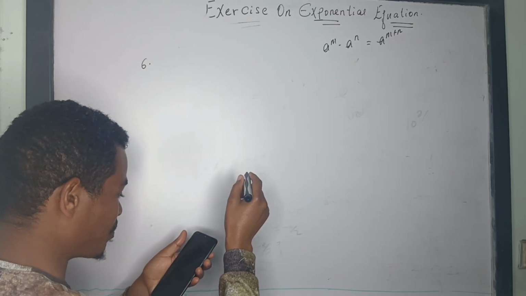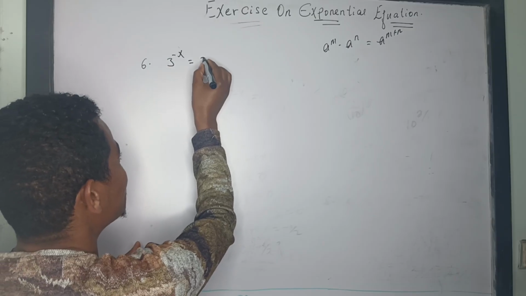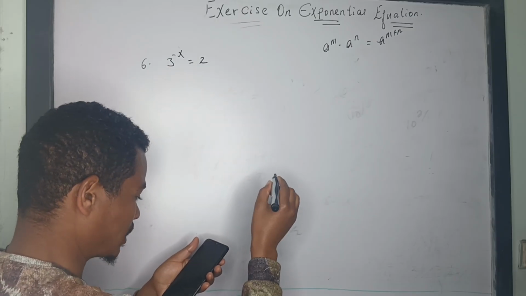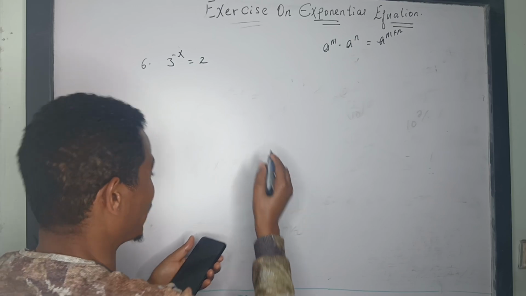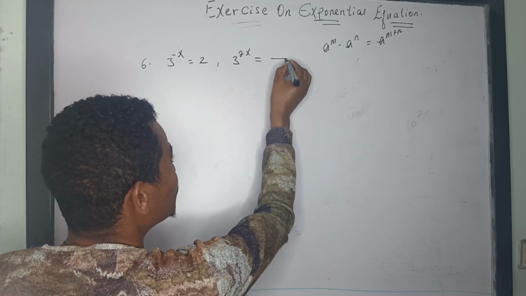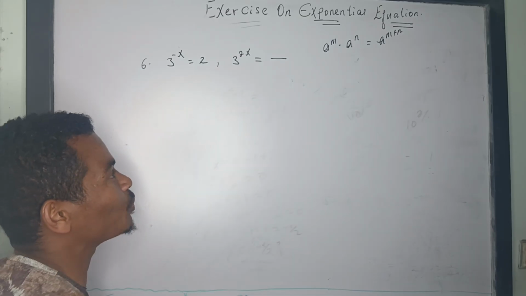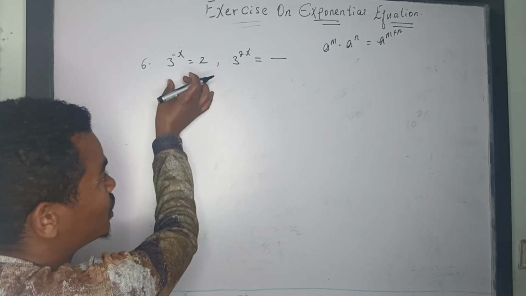If 3 the power of minus x is equal to 2, what's the value of 3 the power of 2x? So 3 the power of 2x is equal to blank. 3 the power of minus x is equal to 2. So what will 3 the power of 2x be, based on this formulation?